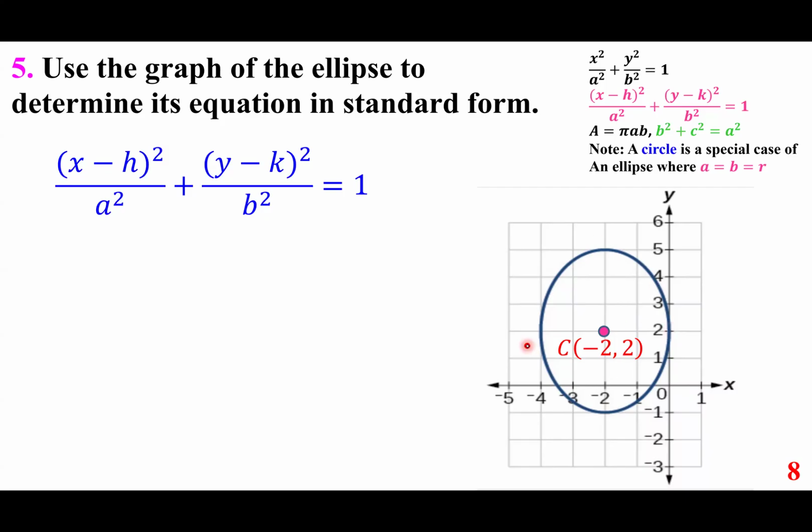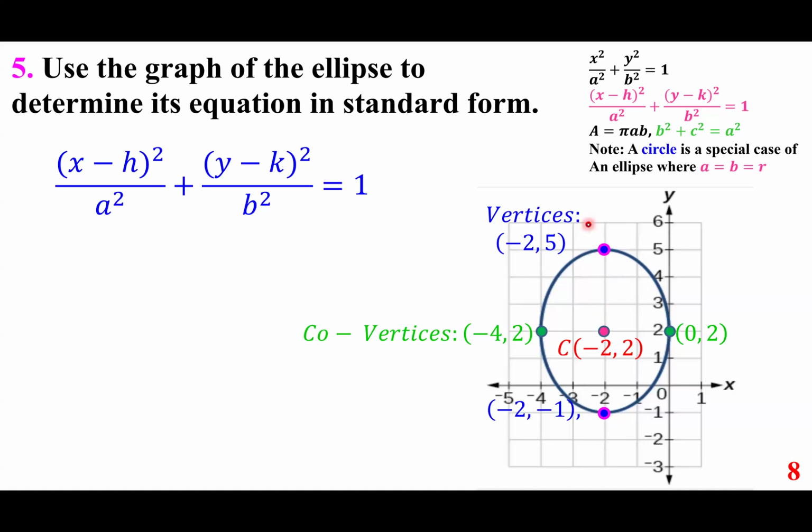Now, these 4 important points, those are the vertices located at -2, 5 and -2, -1, and those are the co-vertices located at 0, 2 and -4, 2. So this is the B unit, this is the A unit, and this is clearly larger. So A is just 2, B is 3.